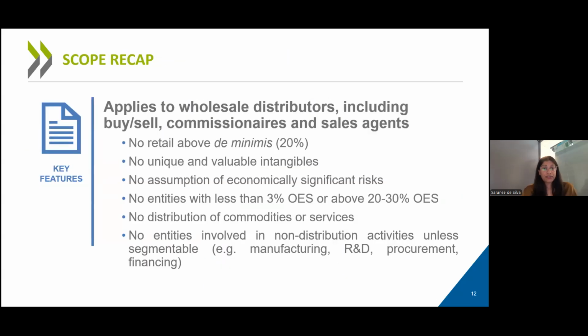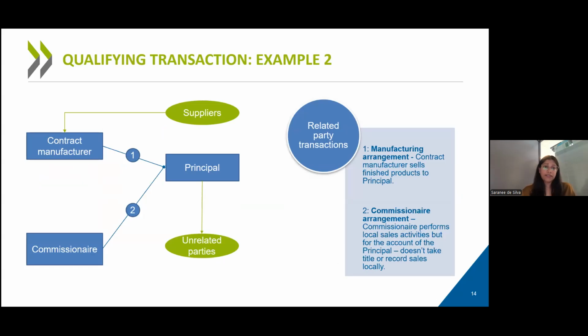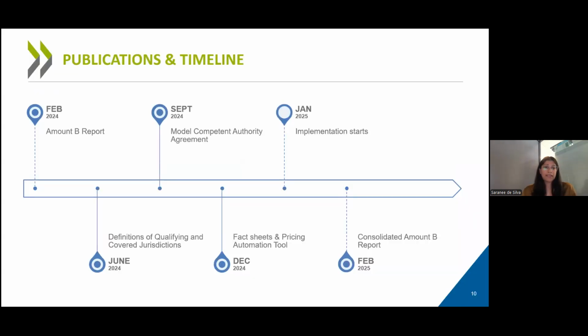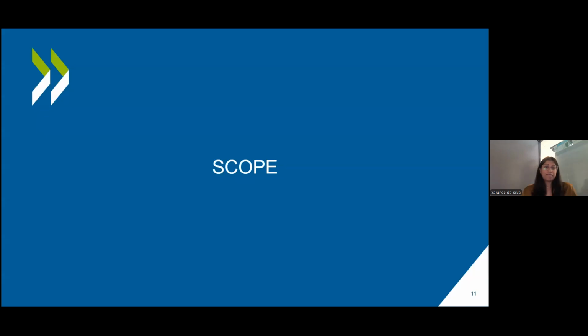The second exclusion relates to multifunction entities, so entities where there are both distribution activities and non-distribution activities occurring. To the extent that an entity performs distribution, but also, for example, manufacturing or research and development, such entities would be excluded unless the non-distribution activities can be reliably segmented. To the extent they can be reliably segmented, then the distribution activities can still be priced using Amount B.